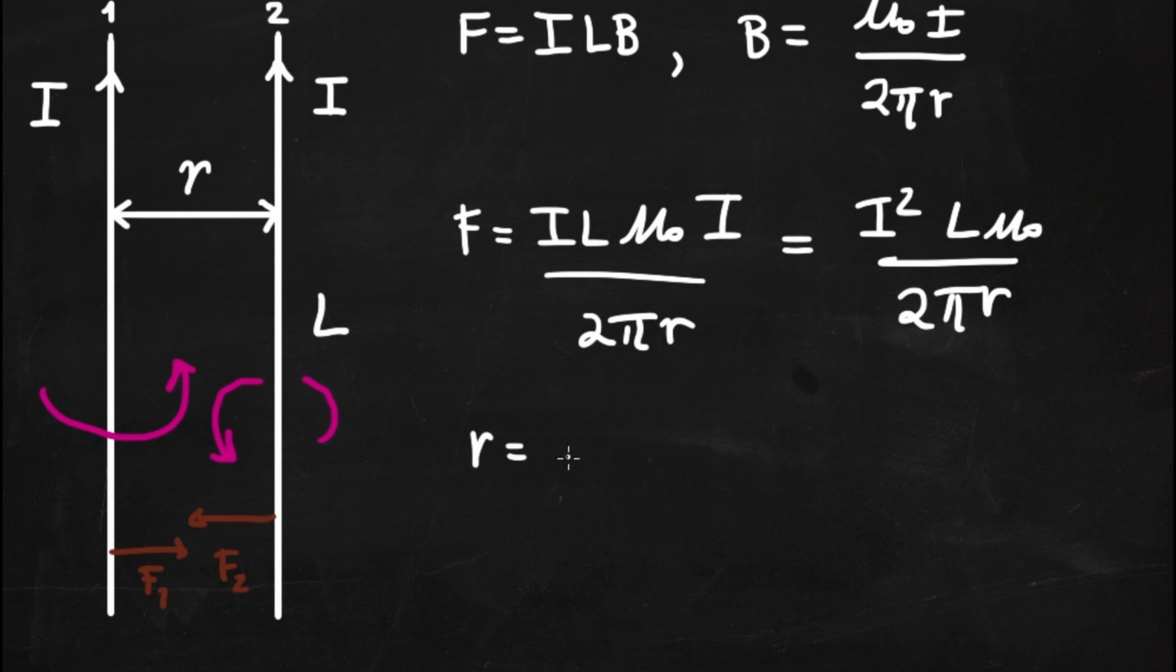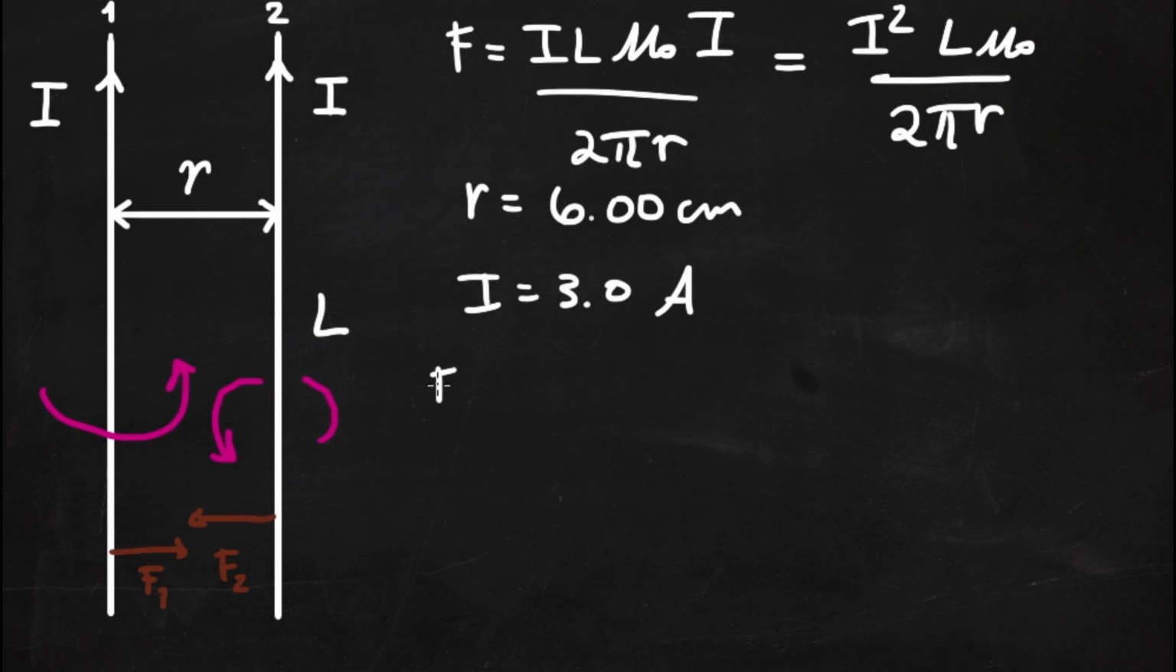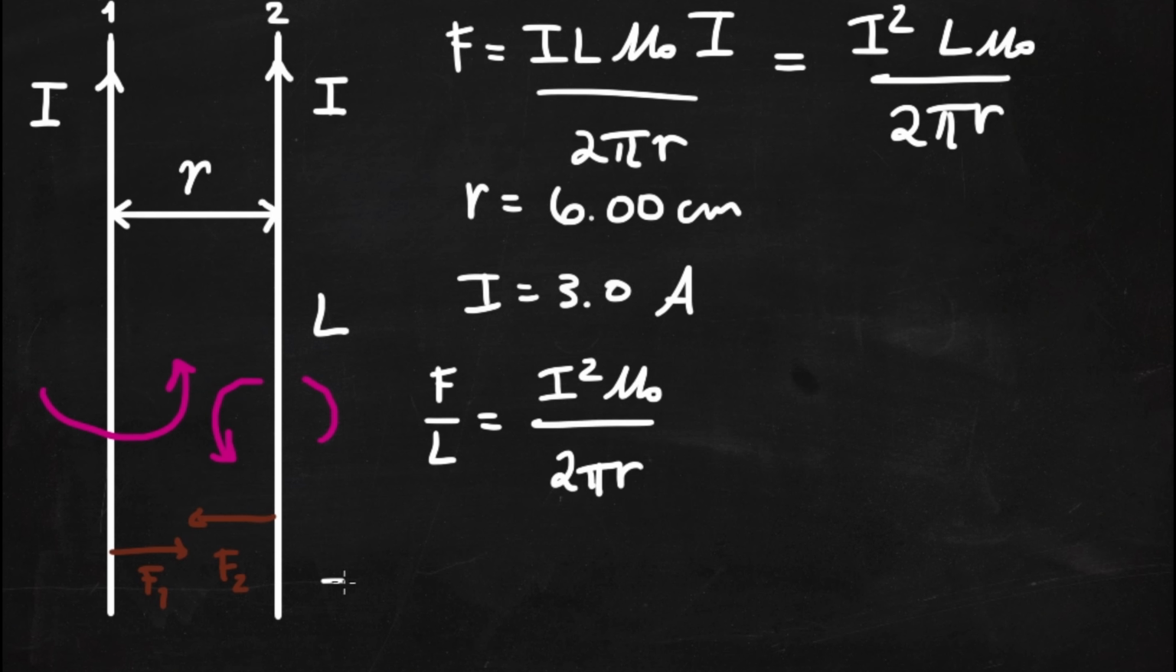Now, for the actual problem we've been given, we're told that the wires are 6 centimeters apart, that the current is 3 amps, and we're curious to know what the force per unit length is. The force per unit length is simply F upon L, which we find by dividing both sides of this equation by L. That's I squared mu naught over 2 pi r. Mu naught is simply 4 pi times 10 to the minus 7th Tesla meters per amp.